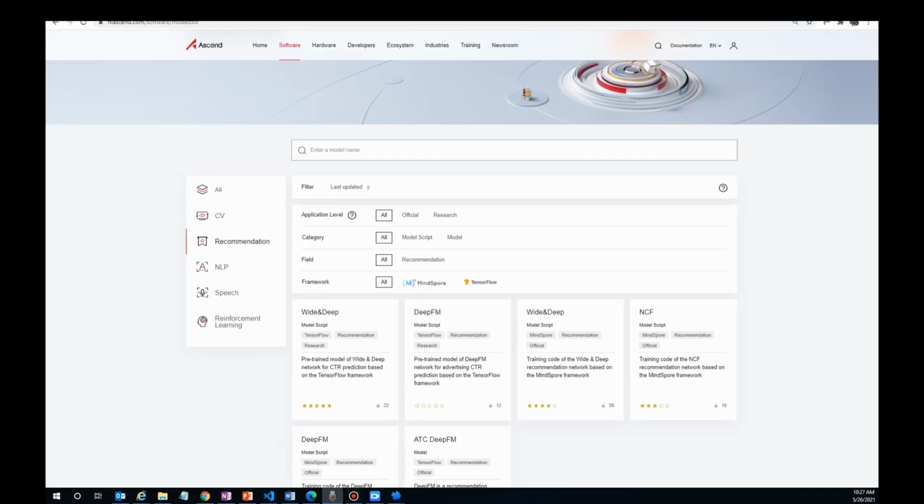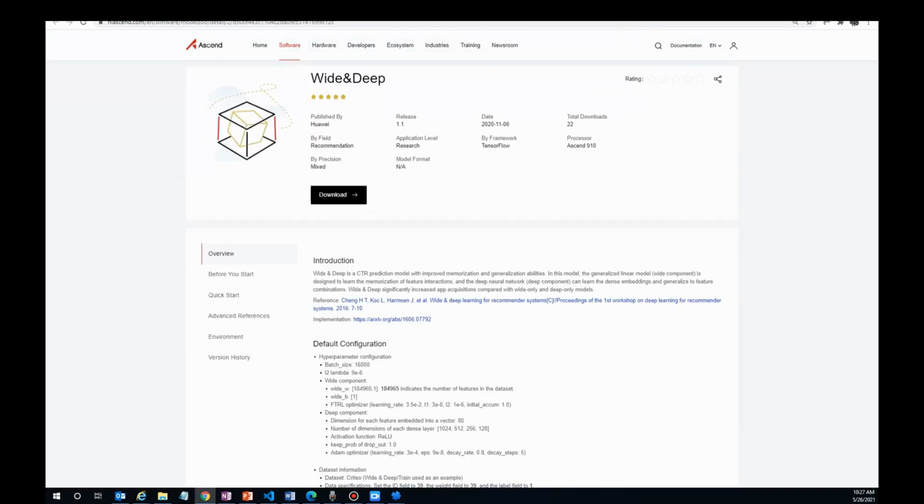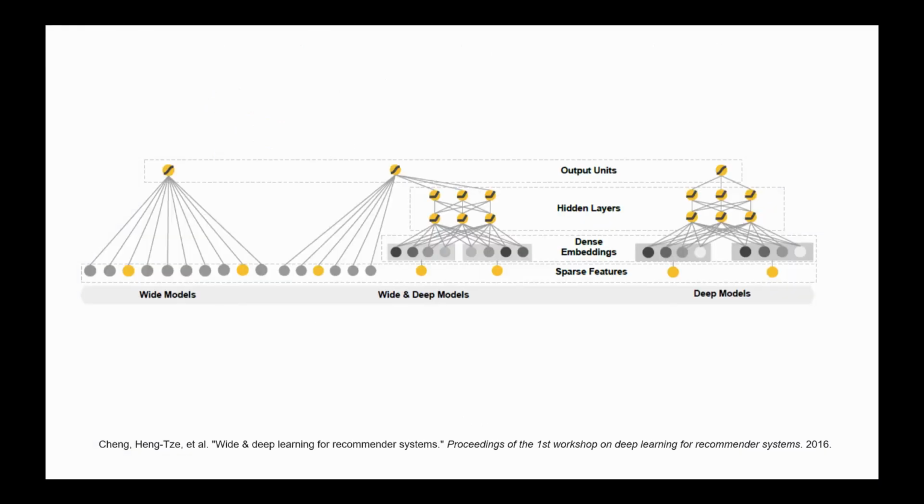Next, we will briefly look at some of the recommender system models available. The wide and deep is a click-through rate prediction model with improved memorization and generalization abilities. The generalized linear model, which is the wide component, is designed to learn feature interactions, while the deep component can generalize to feature combinations. The wide and deep was reported to be productionized and evaluated on Google Play App Store that significantly increased app acquisitions compared with wide-only and deep-only models.